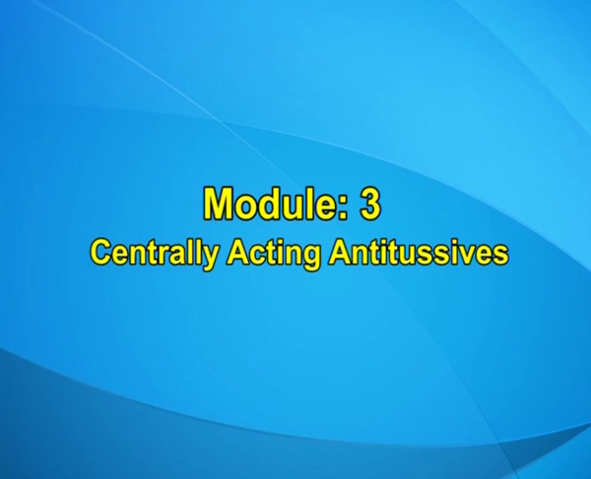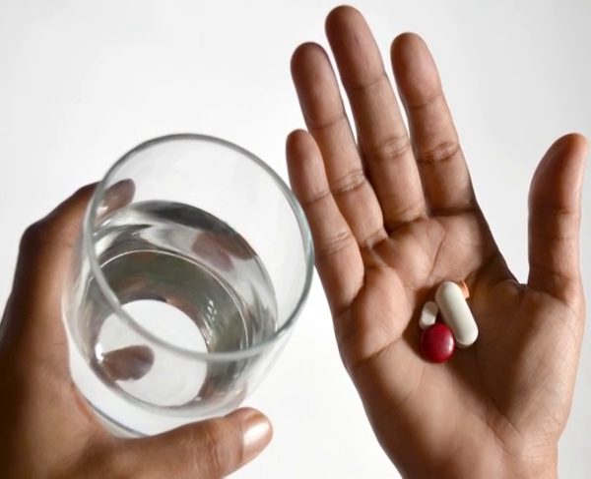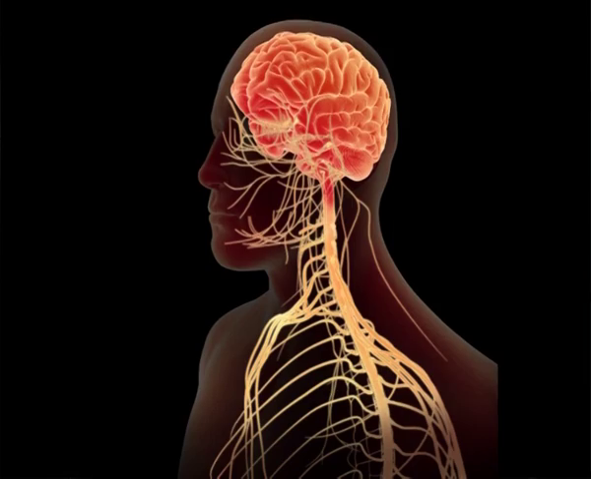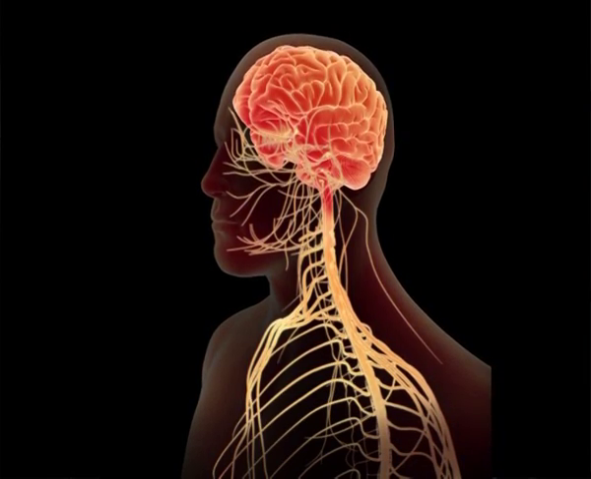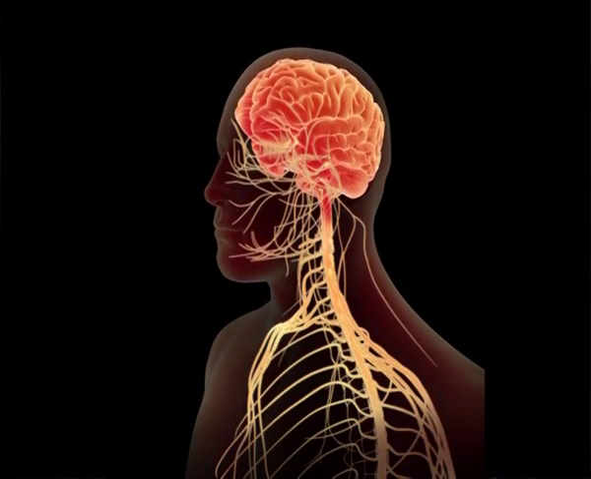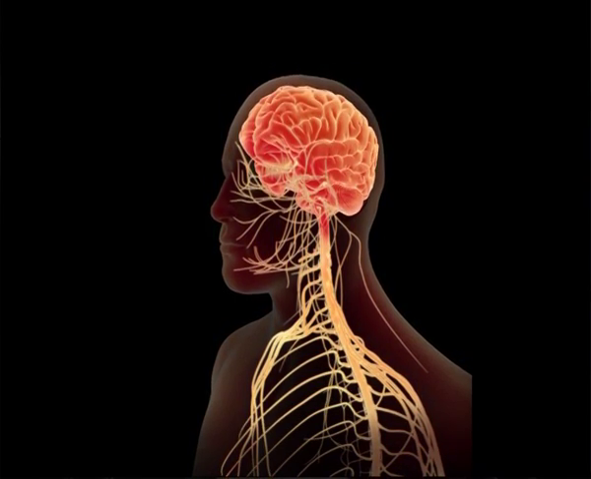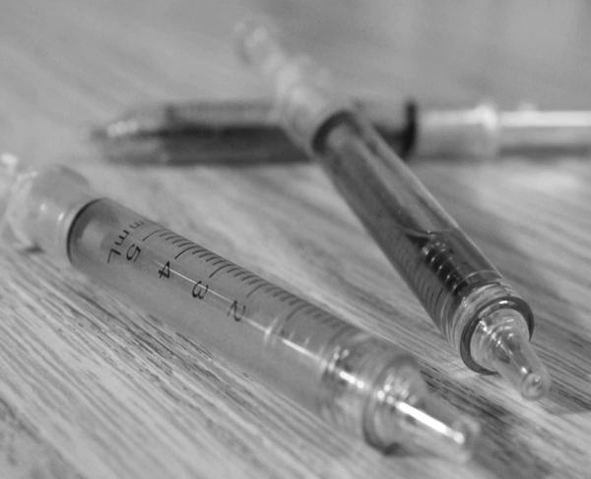Module 3. Centrally acting antitussives. These drugs reduce cough as a result of their central action. They depress the area of the CNS which controls the cough reflex. They are mainly useful in the symptomatic relief of dry irritant type of cough. They may be narcotics or non-narcotics.